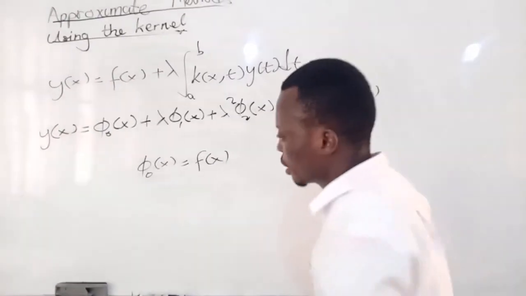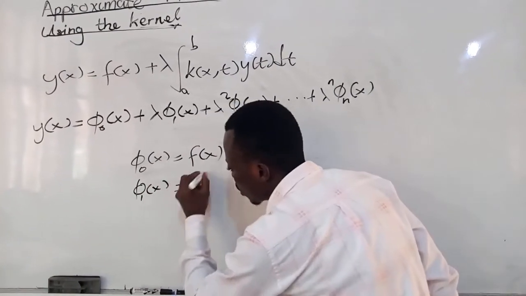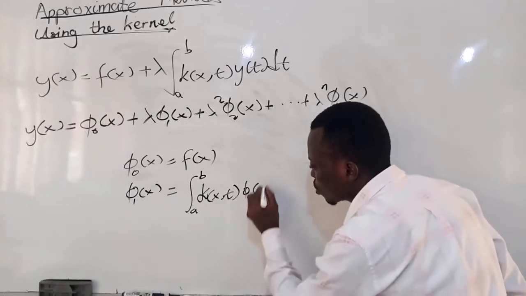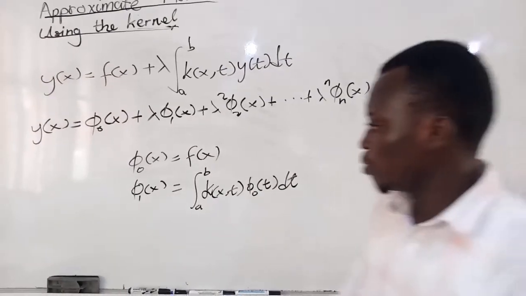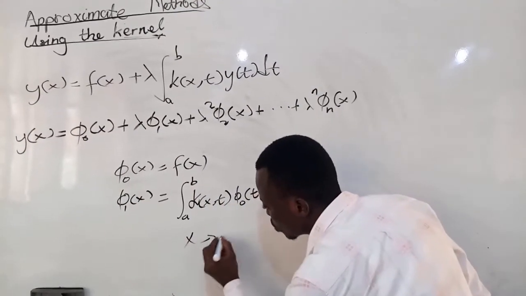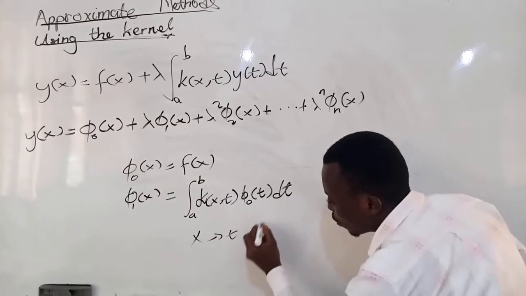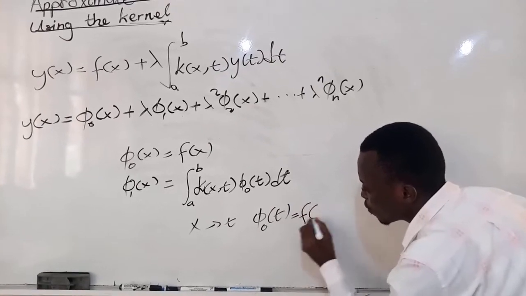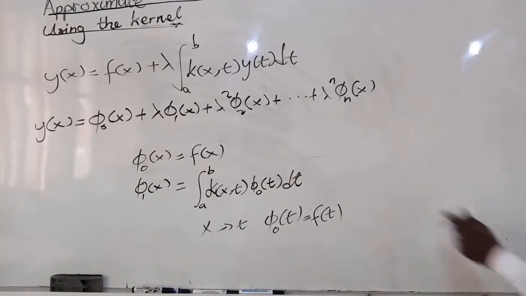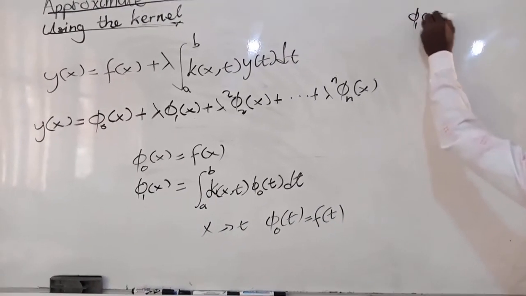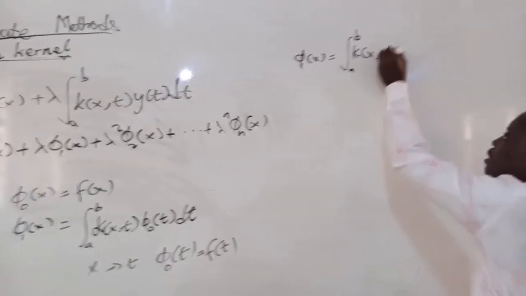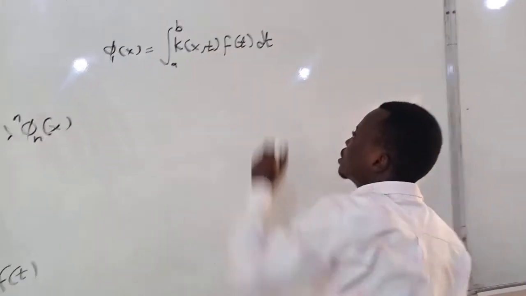was given in our previous video as integral from a to b k of s t phi naught of t dt. Now our phi naught of s is equal to f of s. Then let's interchange s to t. Then you could easily see that our phi naught of t becomes f of t. Now wherever you see phi naught of t, we replace it by f of t. Our phi 1 of s becomes integral from a to b k of s t f of t dt.